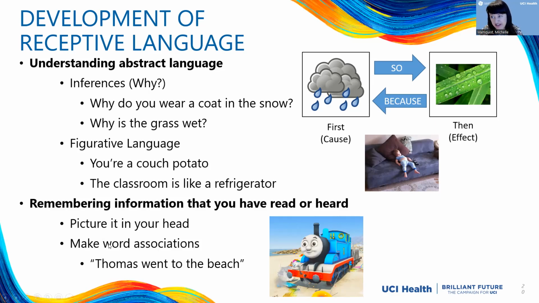Making word associations can also be a good memory trick. So if they're listening to information, like Thomas went to the beach, they may think, oh, Thomas reminds me of Thomas the Tank Engine. So I'm going to imagine Thomas the Tank Engine is at the beach. And that might be a way to remember who was in the story by creating that association with something they're familiar with.